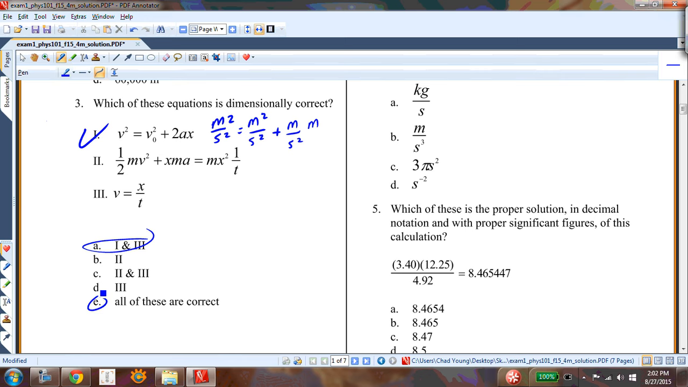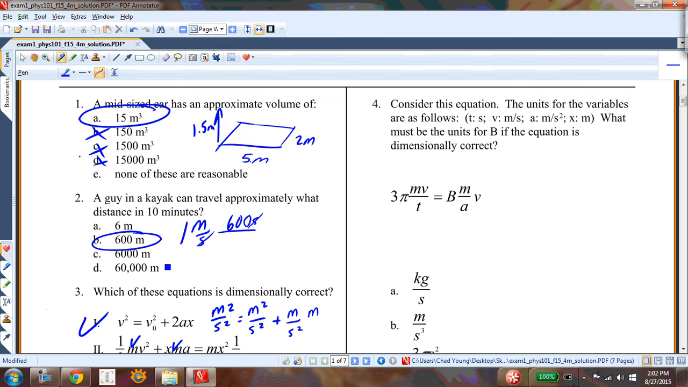Well, let's try 2. So I have kilograms meters per second squared plus meters kilograms meters per second squared. Oh, and I'm sorry, this should be actually meters squared per second squared. So far we're okay. These two check out. Let's look at this last one. M is kilograms, x squared is meters squared, 1/t is seconds. So here I'm missing a second, so the answer is going to be A for number 3.